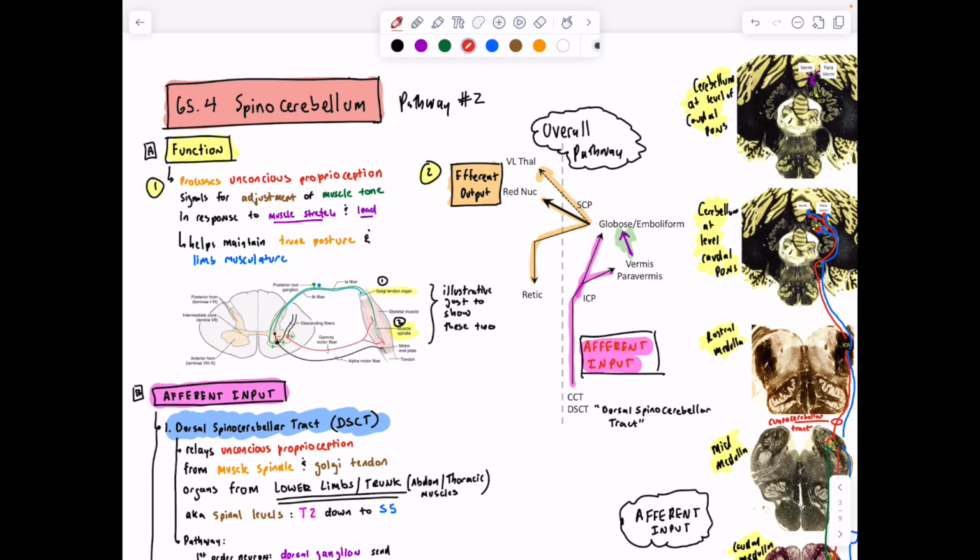So we have the spinocerebellum. This is pathway number 2. So input from the spine. You're like, what comes in from the spine? Positioning comes in from the spine. The purpose of this pathway is to process unconscious proprioception for the adjustment of muscle tone in response to muscle stretch and load, and it helps maintain posture and limb musculature.